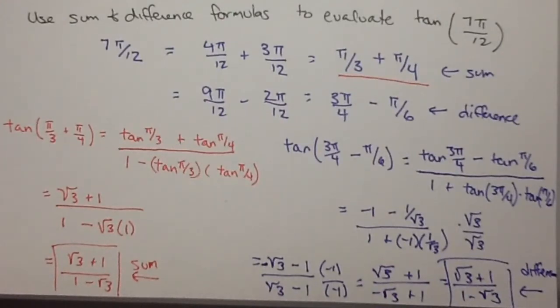Remember, pi over 3 can be written as 4 pi over 12, and pi over 4 can be written as 3 pi over 12. So use your common denominator skills, and you're going to be fine.